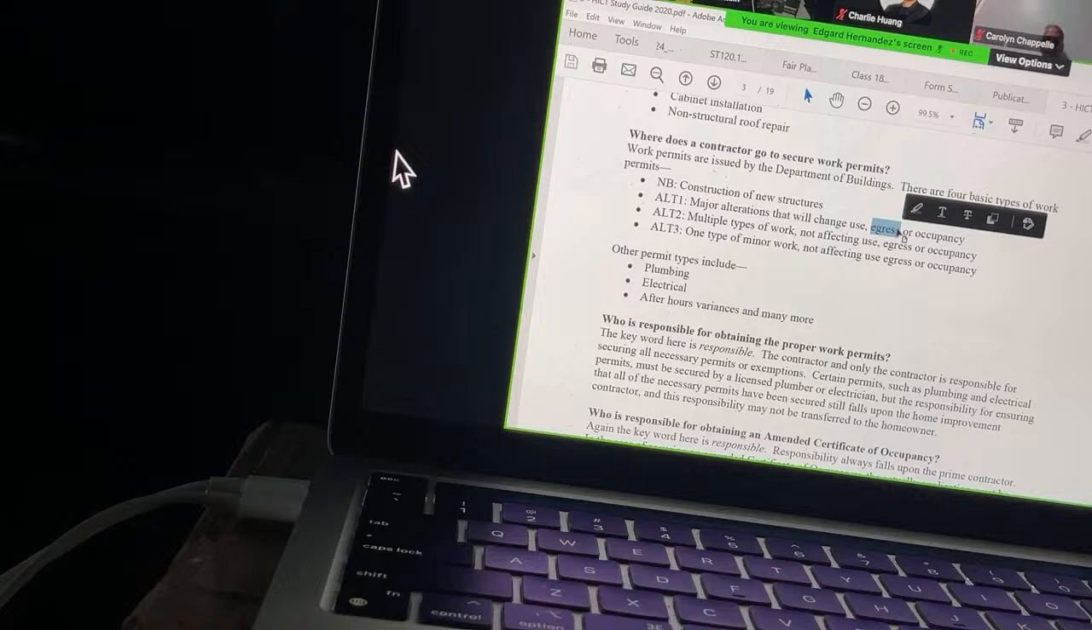I didn't talk about NB. NB is that if you're building a new structure, it could be a shed, it could be an addition, it could be anything. You would need that permit, but also you would need approved building plans. And then O2, it's multiple types of work not affecting use, egress, or occupancy. So this is major renovations that you're doing, but it's not changing anything inside. So you're ripping out walls, you're putting up new sheetrock, but you're not moving walls. Once you start moving something into a different place or changing the design or the layout of the space, that's when you're going into a different permit. But in this case, you're not.